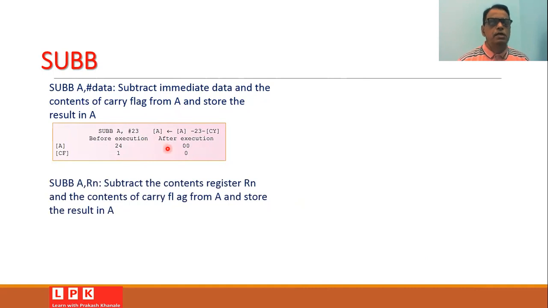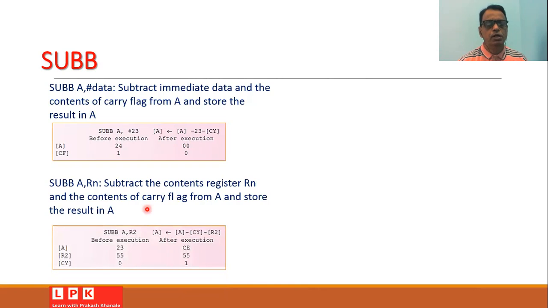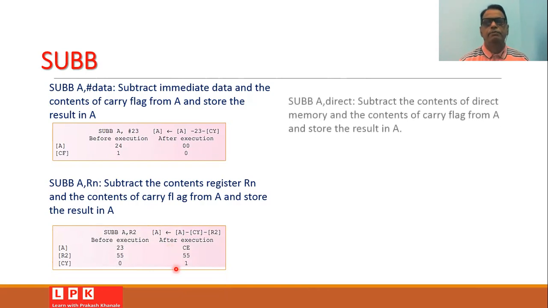Another form is SUBB A, Rn, where the content of the register Rn and the content of the carry flag are subtracted from the accumulator and the result is stored in the accumulator. So if we write this instruction SUBB A, R2, if A has 23, R2 has 55, carry flag is set to 0, then in that case, we will get the result accumulator is equal to CE and the carry flag will be set to 1.